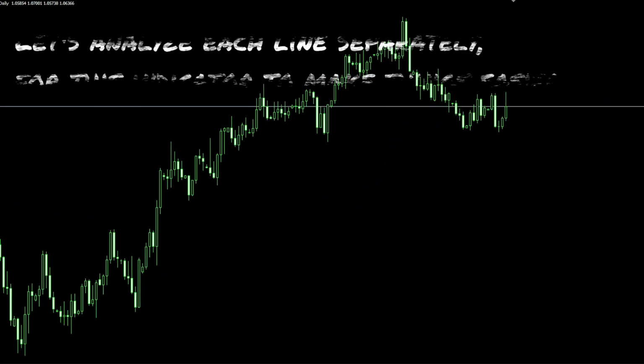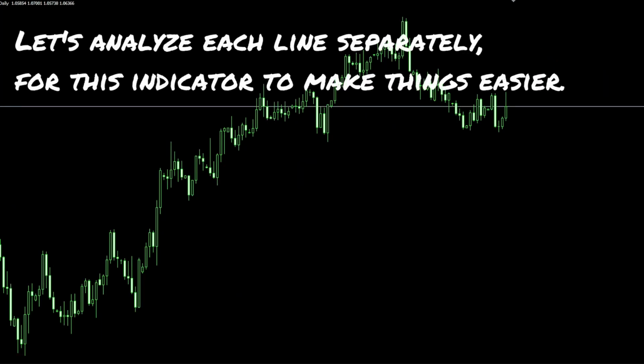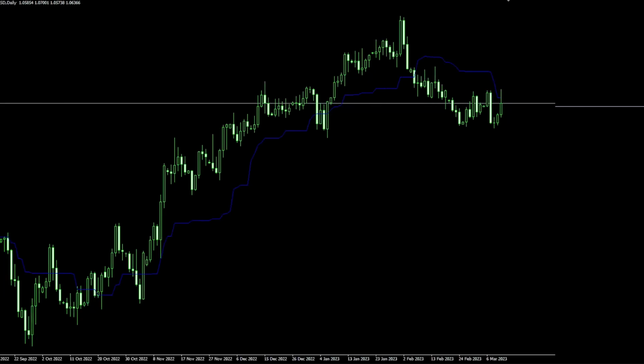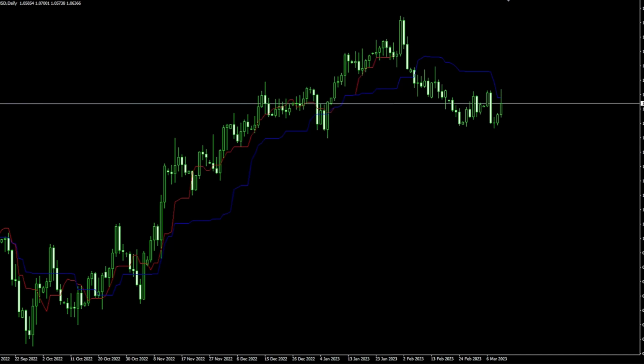The Kijun-sen is the blue line. It is the standard or baseline. This is calculated by averaging the highest high and the lowest low for the past 26 periods. Tenkan-sen, the red line, the turning line, and it is derived by averaging the highest high and the lowest low for the past 9 periods. Chikou span, the green line, the lagging line. It is today's closing price plotted 26 periods behind.